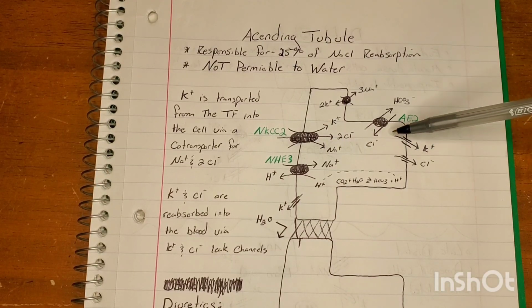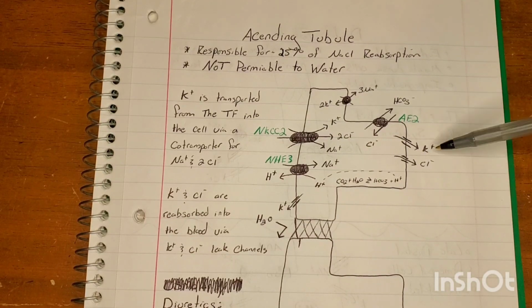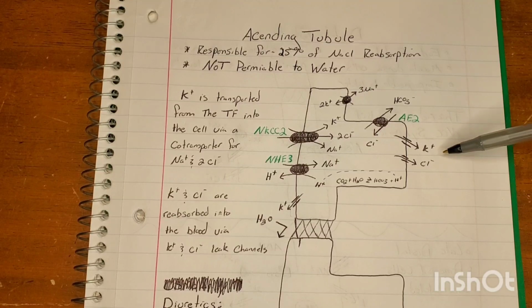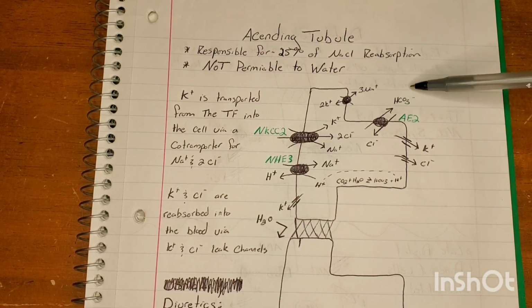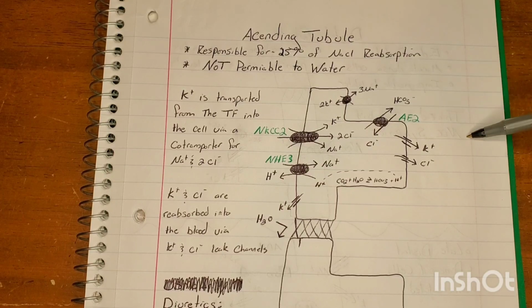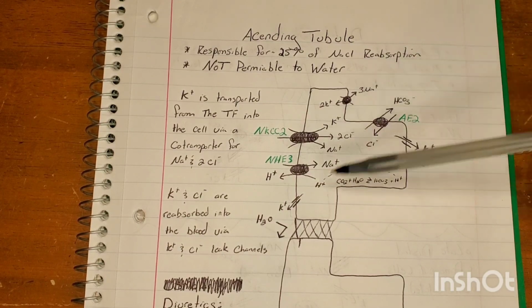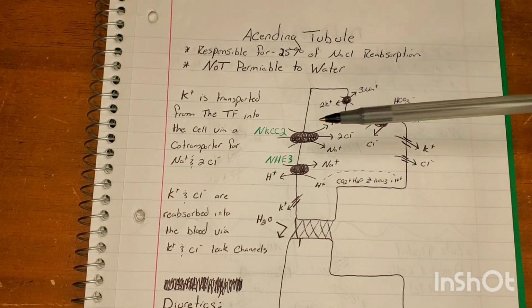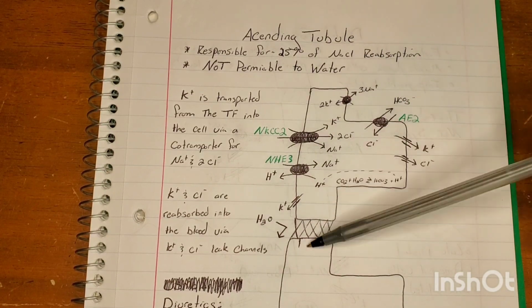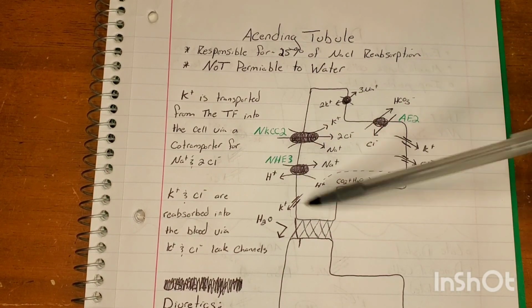Then we have channels for potassium, we have channels for calcium, we have HCO3 chloride channels, so we're getting bicarb reabsorbed into the blood. We're getting hydrogen being kicked back out into the lumen, and once again water is not coming through here.